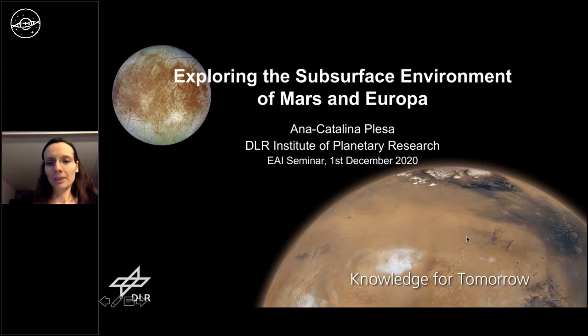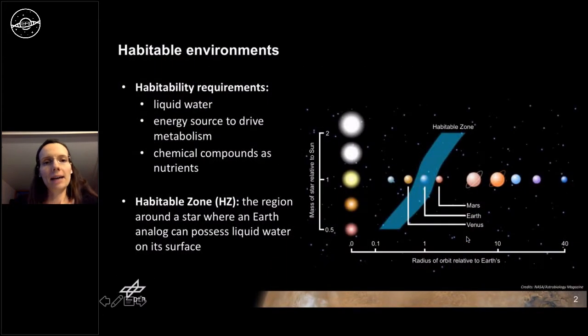When we look at habitable environments and the requirements for habitability, we see that we need water and an energy source in order to drive cell metabolism. We also need chemical compounds as nutrients to be available over sufficient time to drive life. The habitable zone is the region around a star where an Earth-like planet can have liquid water on its surface.